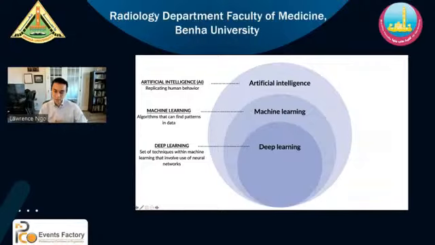And finally, there's deep learning, which is a set of techniques within machine learning that use neural networks. A lot of the excitement more recently within artificial intelligence and machine learning is due to advances in deep learning. However, researchers and others have been using machine learning, as I mentioned before, for quite some time.